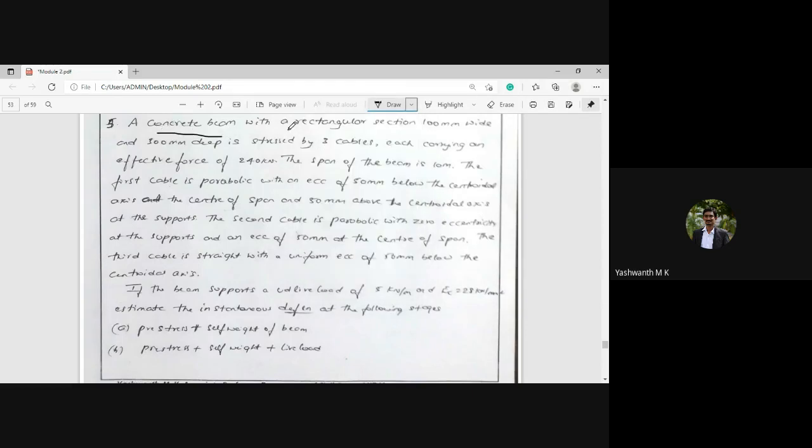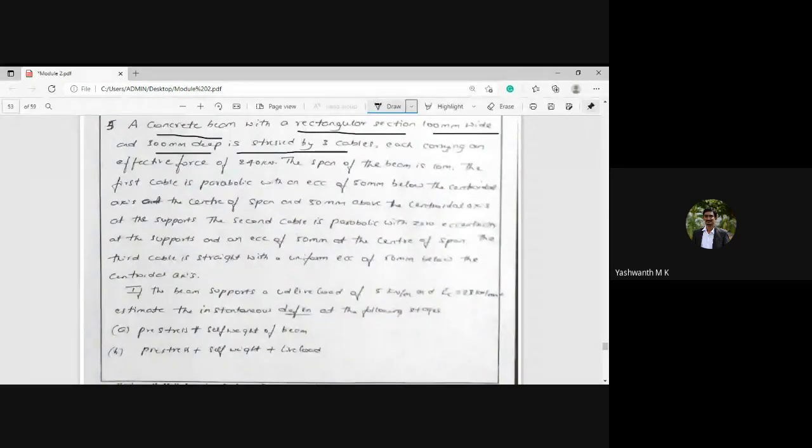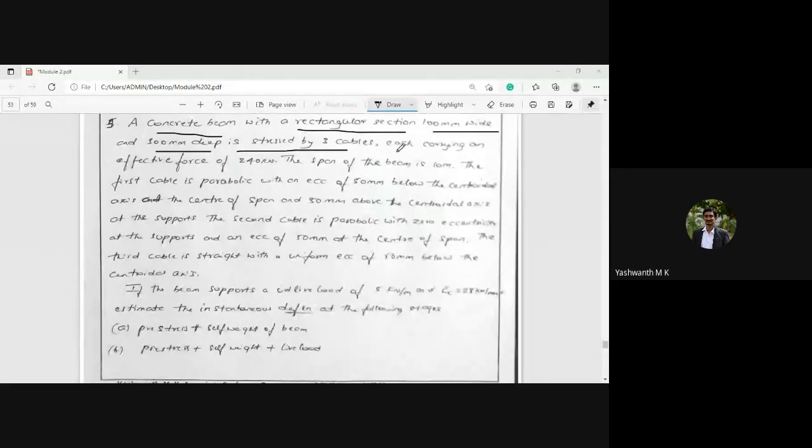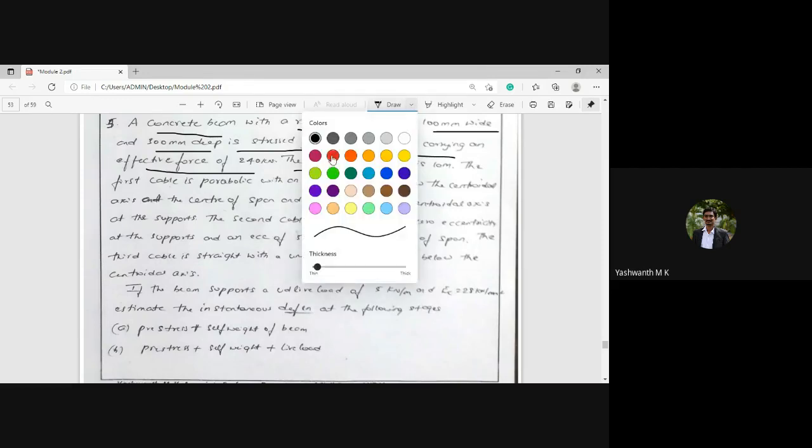A concrete beam with a rectangular section 100 mm wide and 300 mm deep is stressed by three cables, each carrying an effective force of 240 kilonewton. The span of the beam is 10 meter. Okay, so let me go ahead with number one, that is the first cable.